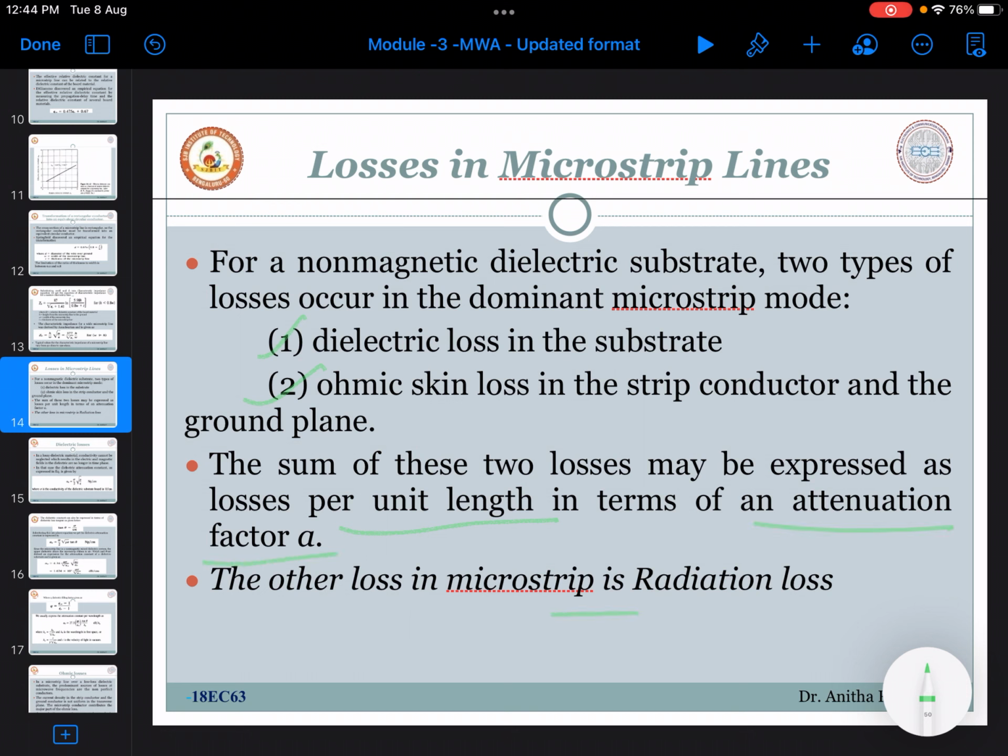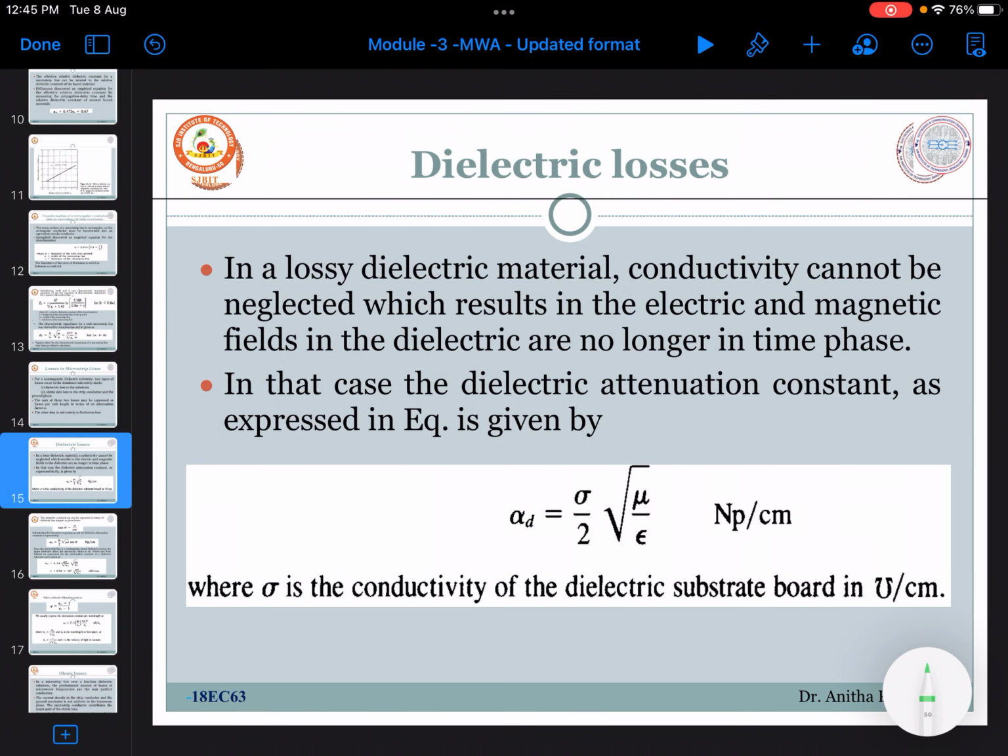The other type of loss which we have in microstrip line is radiation loss. So majorly we have three losses: one is dielectric loss, another is radiation loss, and another is ohmic loss or skin loss. One by one we will look into them.